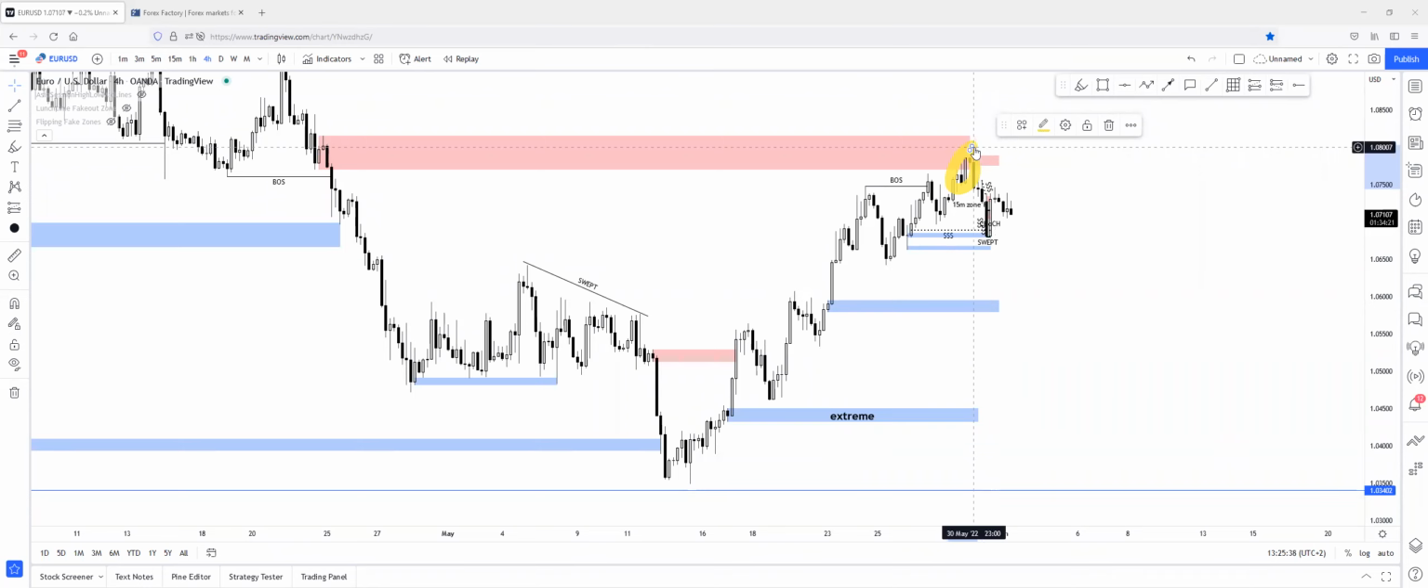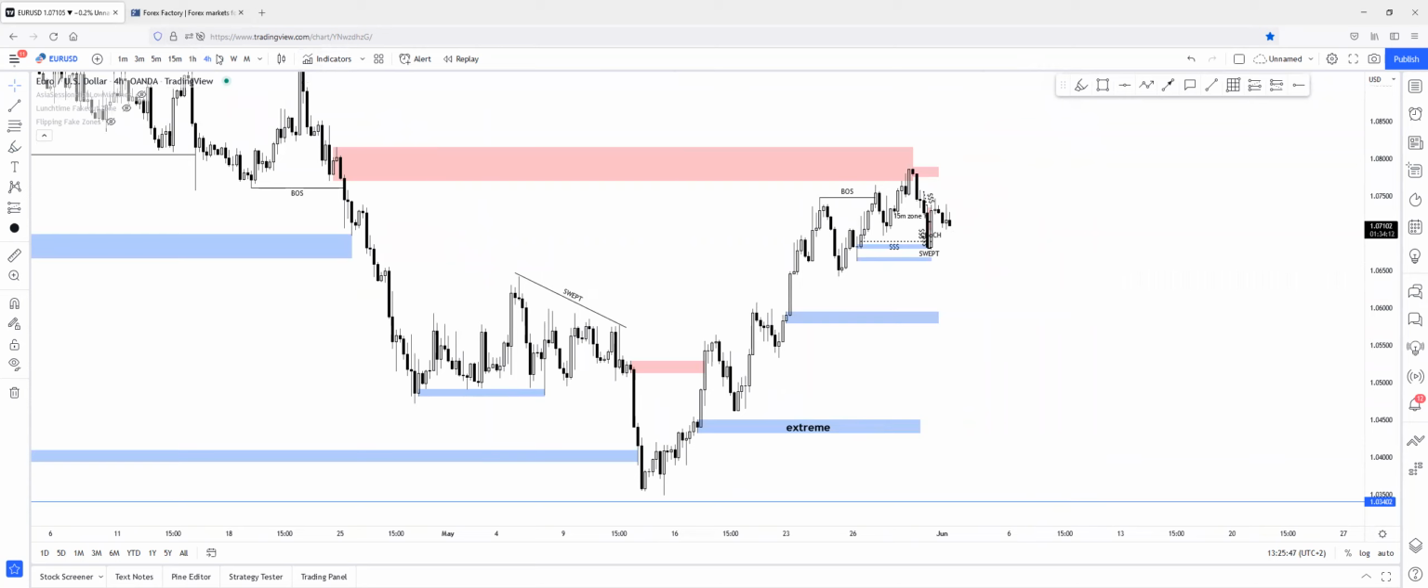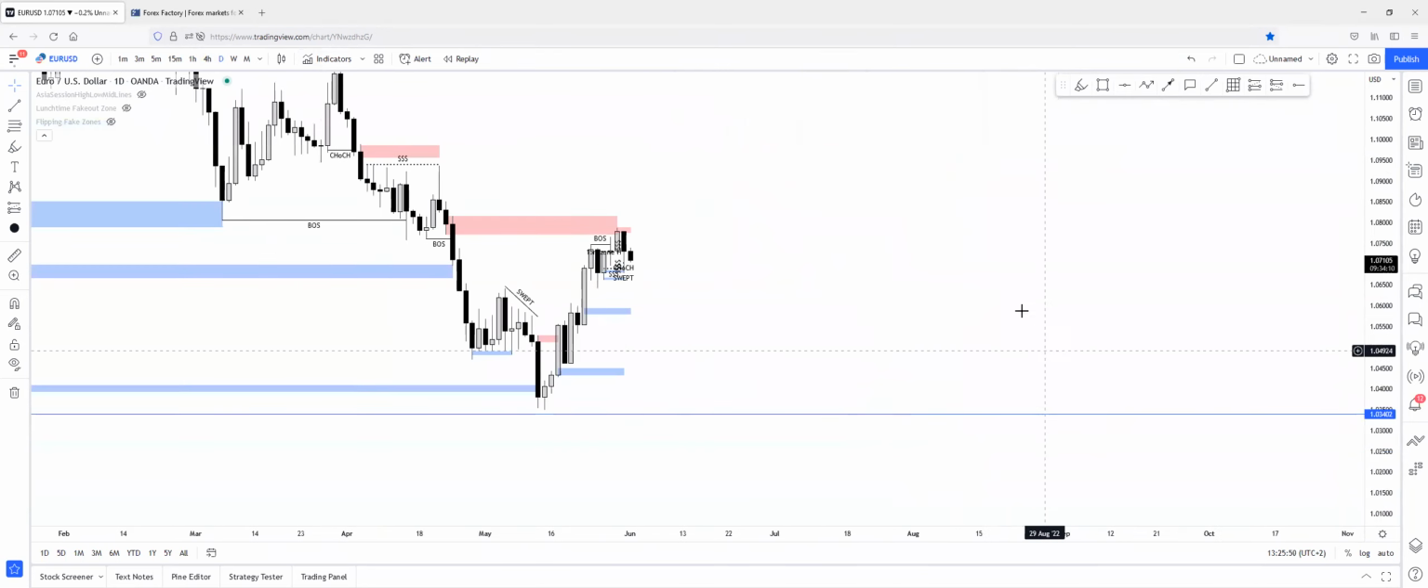Okay, I'm here. So prices tapped the supply zone up here, right? And after tapping the supply zone, it has reversed to the downside immediately. And this supply zone was a daily supply zone. I can show you this on the daily chart. It will be much cleaner.